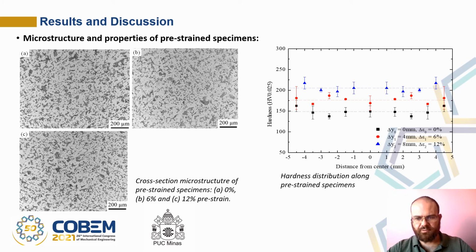After the samples were pre-strained, we conducted microstructure and microhardness assessments to verify whether any significant change in microstructure took place. We found that concerning microstructure, nothing significant happened. In all cases, the samples consist of ferrite and pearlite colonies. And concerning the hardness distribution, we see no significant trend between the center and the surface of the samples, but we do see an increase in hardness as we increase the level of pre-strain, as expected.